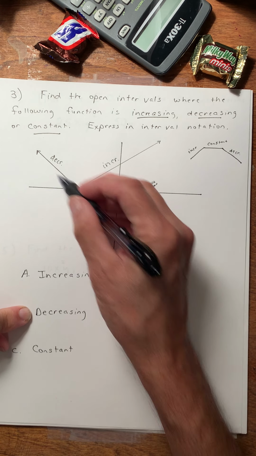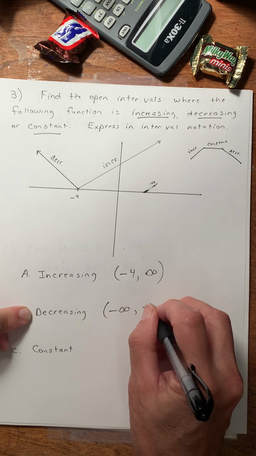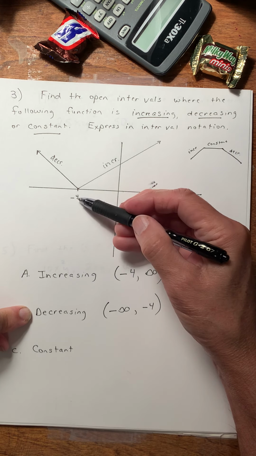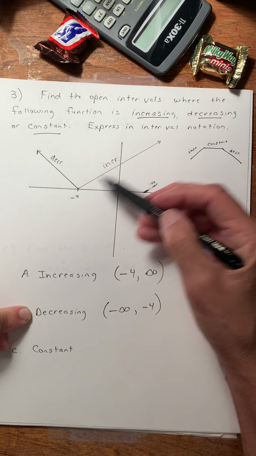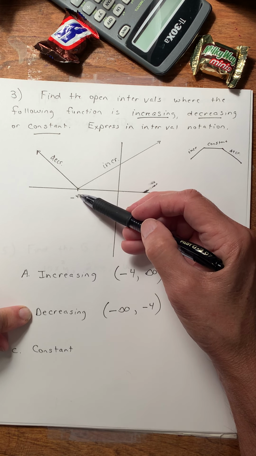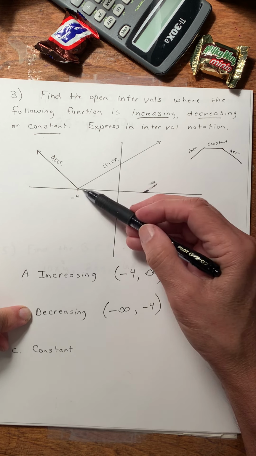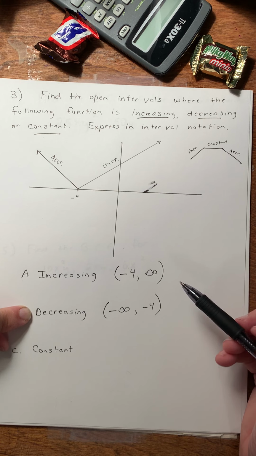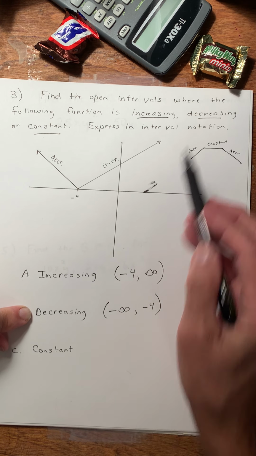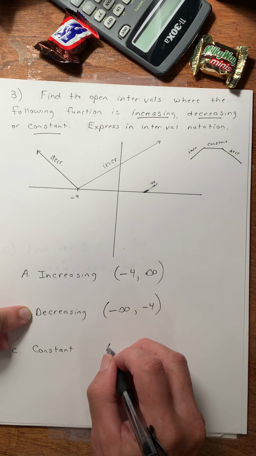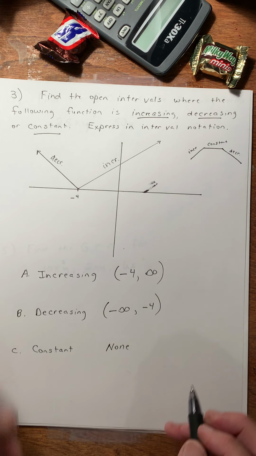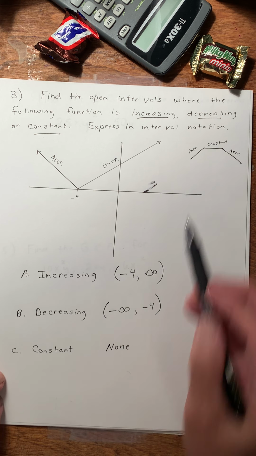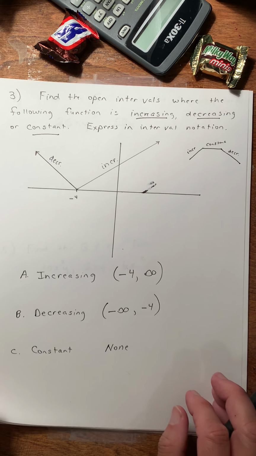But wait a minute, -4 is a transition point, so I make sure I put parentheses with that also. So which interval is -4 part of? Neither one. It's not part of the decreasing. It's not part of the increasing. All right, any constant interval? None. I don't know how they want you to say that, but there's not one. There's not a constant interval. There's nothing that just goes straight across.